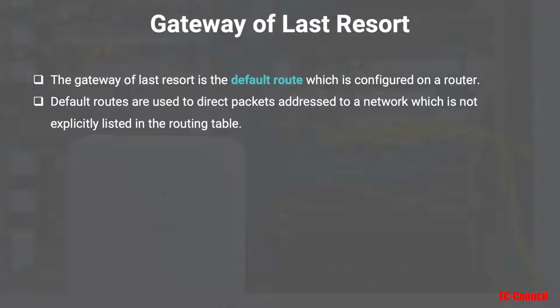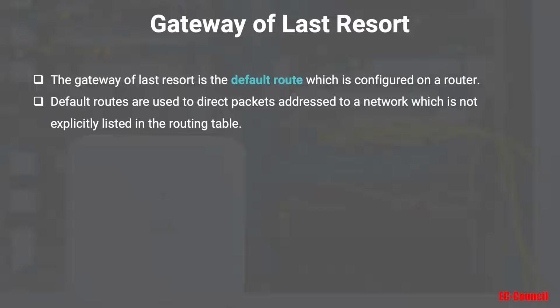The gateway of last resort is simply the default route that is actually configured on a router. Yes, a router needs a default route to reach, let's say, a foreign network or an unknown network, such as the internet. So to put it simply, a default route always points towards the internet. But when configuring a default route, you need to tell the router how to reach out to the internet. And that's where the importance of a gateway of last resort comes in.